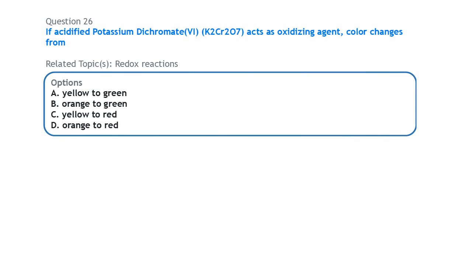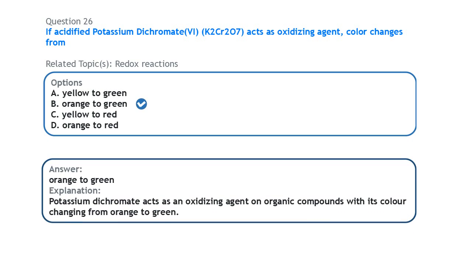If acidified potassium dichromate(VI) acts as oxidizing agent, the color will change from orange to green.